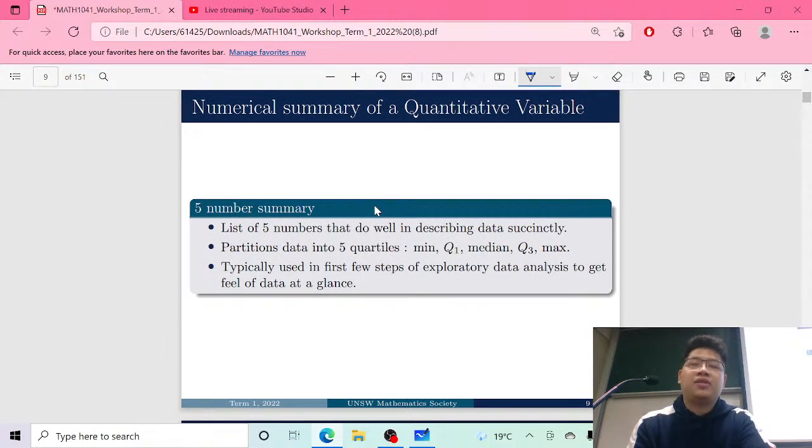There's one more that I'd like to talk about really briefly. It's the 5-number summary. It's essentially just the minimum, the first quartile, the median, the third quartile, and the max. And this is really useful because usually when you're exploring new data, this is the first thing that you look at. You look at the 5-number summary and you just get a feel for what your data looks like, right?